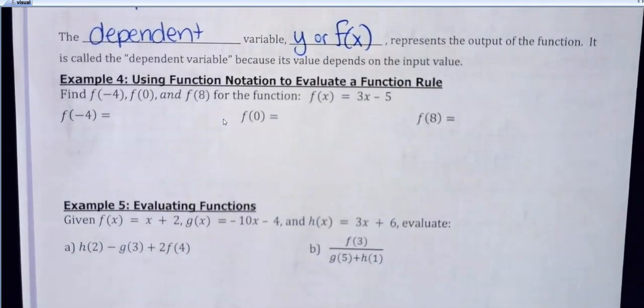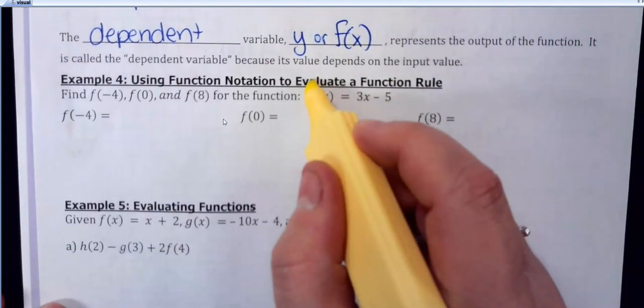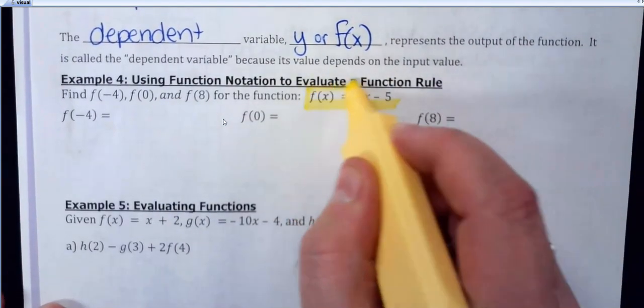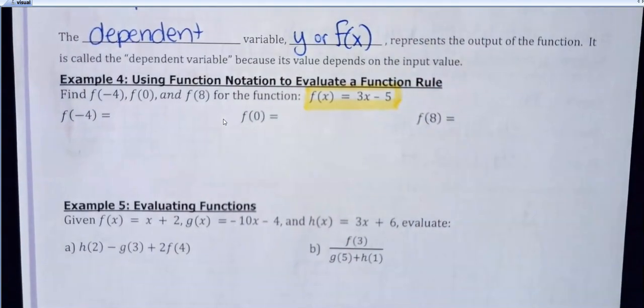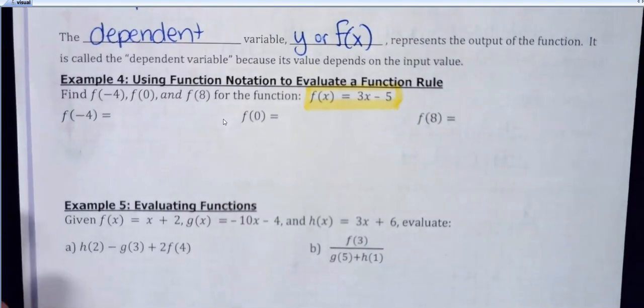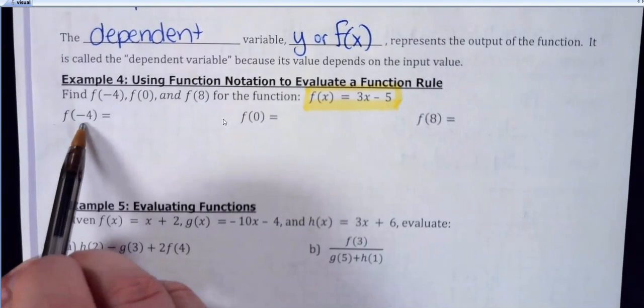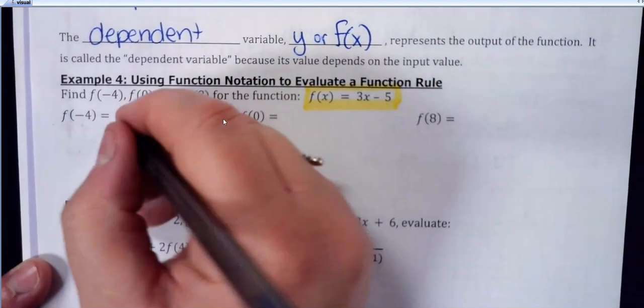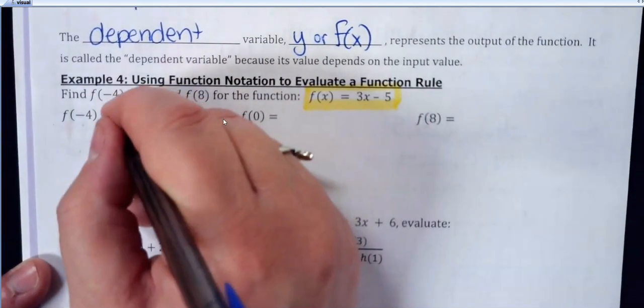All right, so here's my function rule. It says we're going to find f of -4, f of 0, and f of 8. And then they give me the function rule here. F of x is 3x minus 5. Now, what that means is we're going to have three different problems here. We're going to plug in the x value that they're giving you in the parentheses. So, function evaluated at -4 is what this means. Everywhere you see an x in the function rule, you just put a -4.